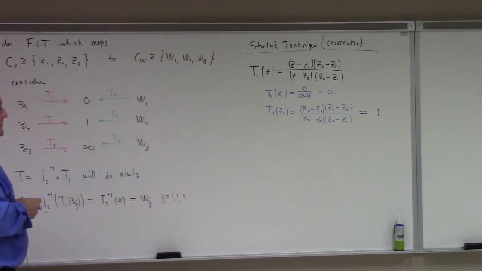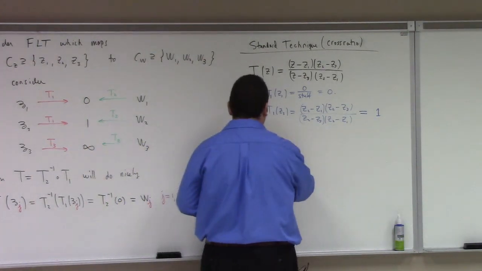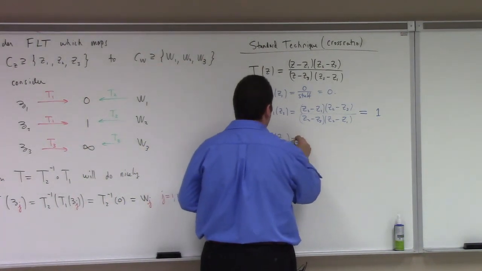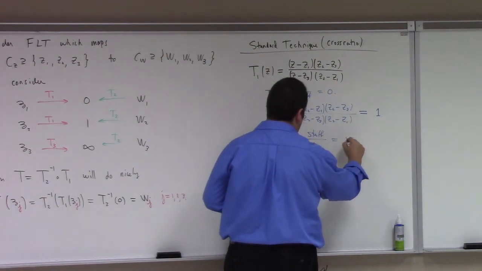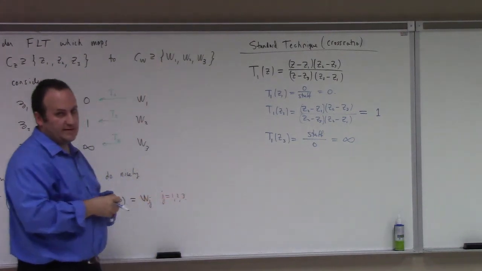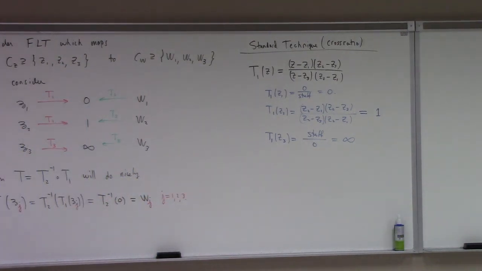And then of course, if we plug in Z3, what happens? We get stuff over 0, which is understood to be infinity. That's the basic arithmetic of the extended complex plane: something over 0 is infinity. Now, it's also possible to let one of these points be infinity. These formulas still have a natural interpretation if one of the points you're mapping is infinity. You just have to use some common sense as to what that means.